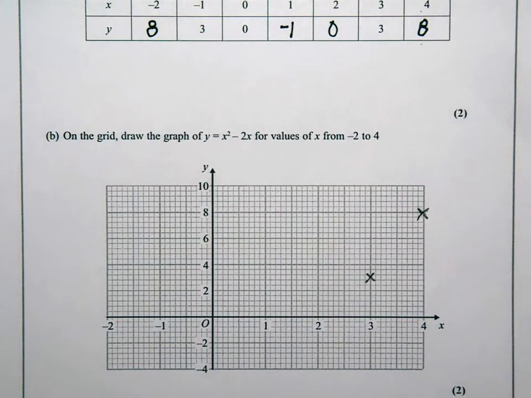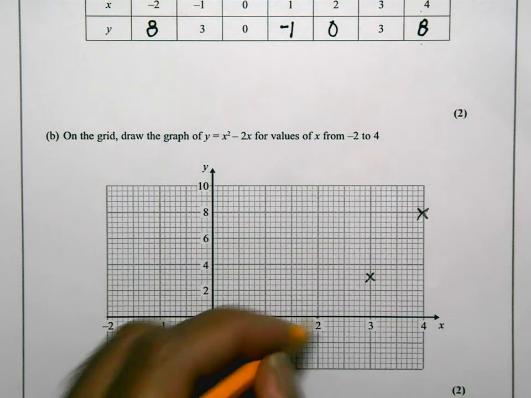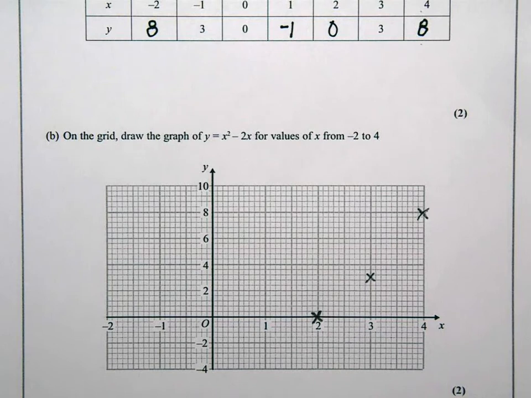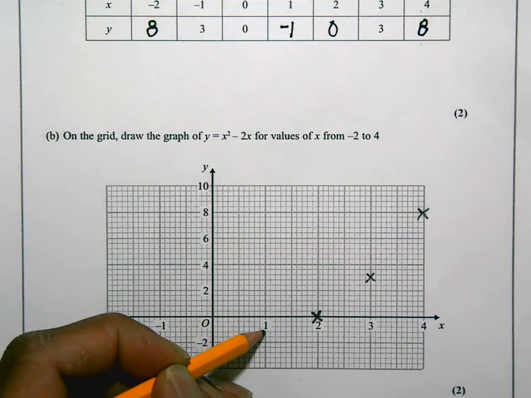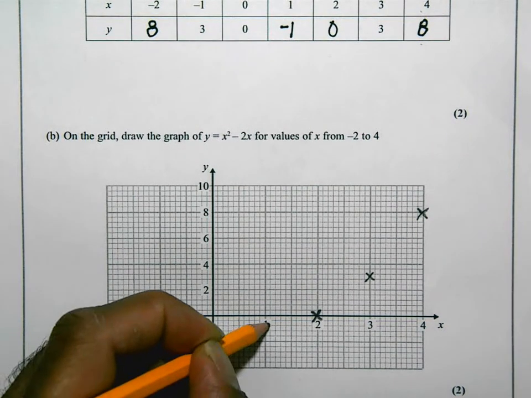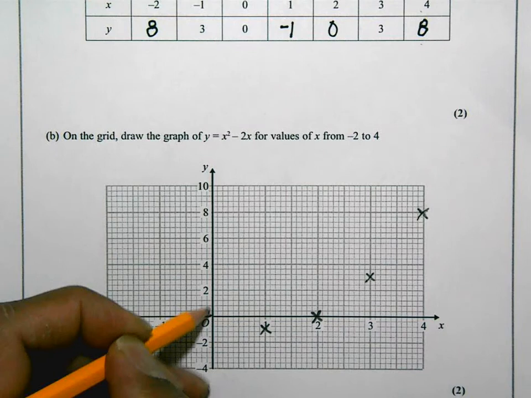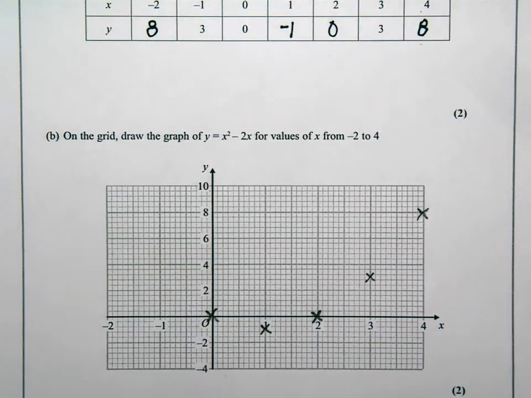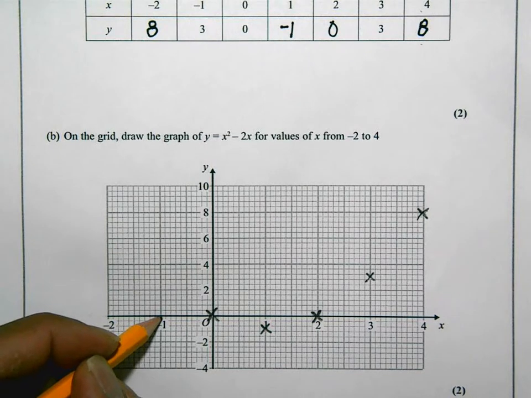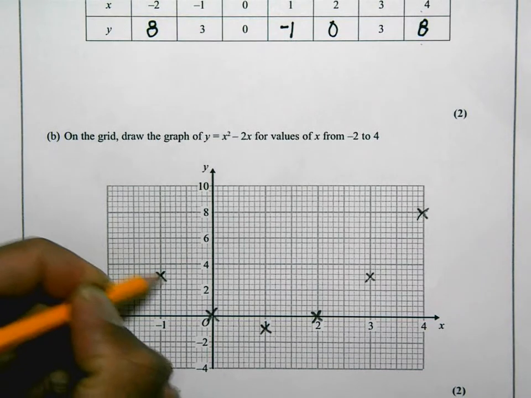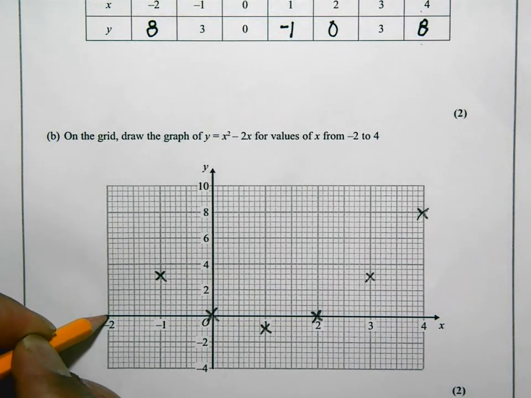When x is equal to 2, y is equal to 0. When x is equal to 1, y is equal to minus 1, which again is going to be halfway, which is 2½ tiny squares in. When x is equal to 0, y is equal to 0. When x is equal to minus 1, y is equal to 3. So just as I did before, it's going to be there. And when x is equal to minus 2, y is equal to 8, which is over there.